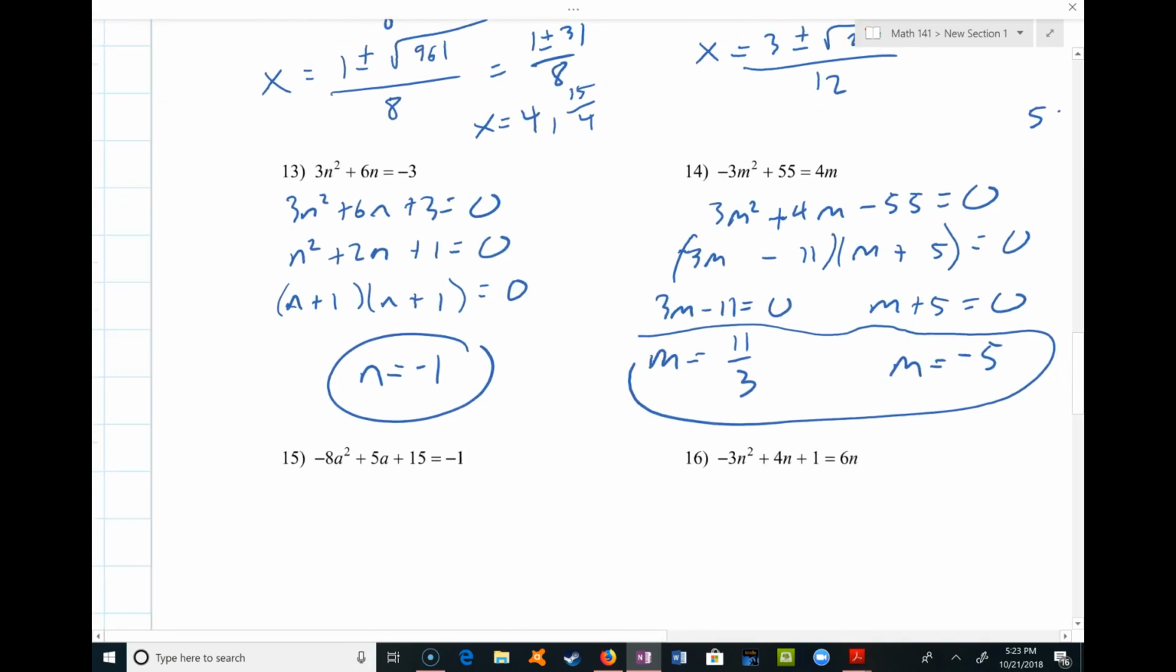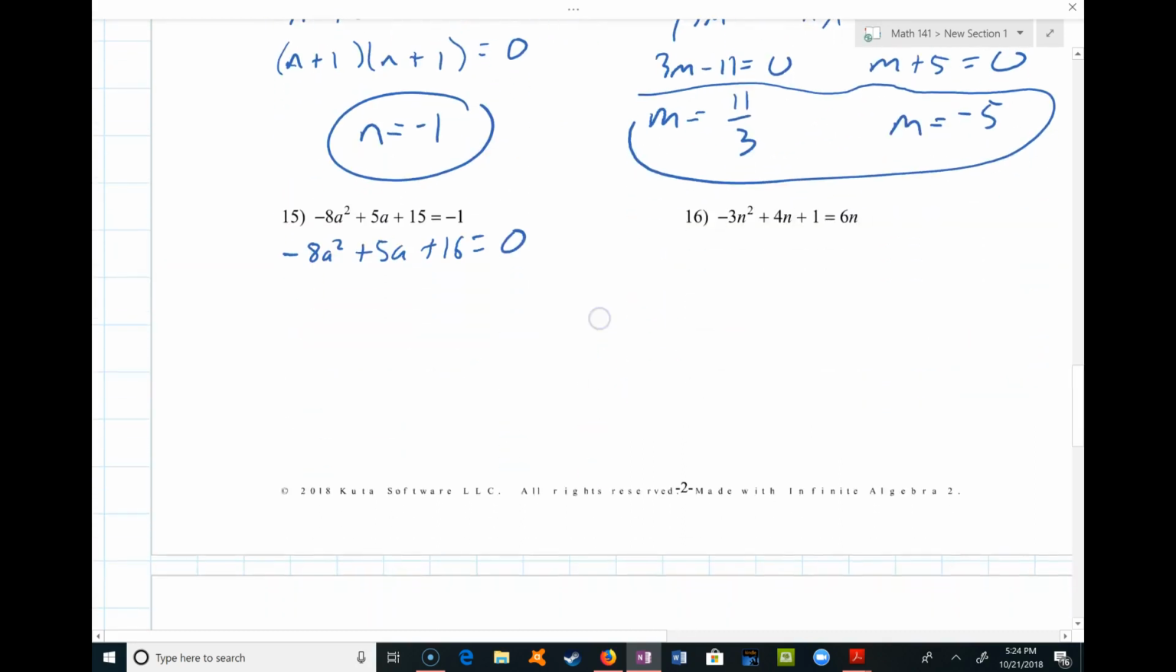Okay. Here we go. Got to get that 1 out of there. So that would be negative, and we'll just leave it at negative 8a squared plus 5a plus 16 equals 0. And I'm just going to go ahead and use the quadratic formula because we haven't done that many quadratic formulas. X equals negative b, which would be negative 5 plus or minus the square root of 25 plus, because it's going to be 4 times negative 8 times 16.